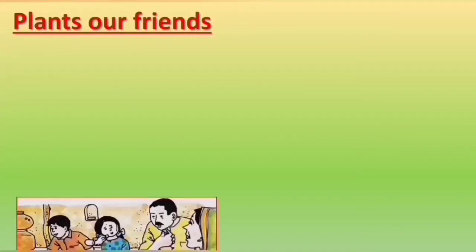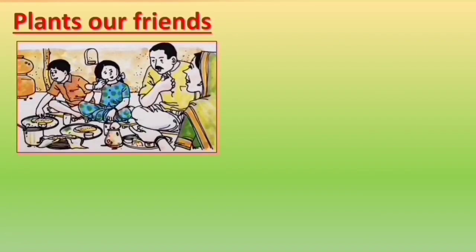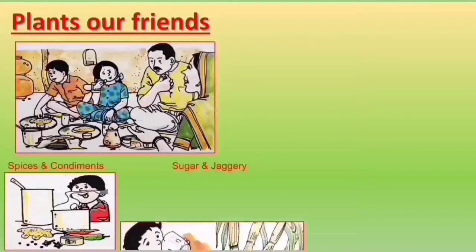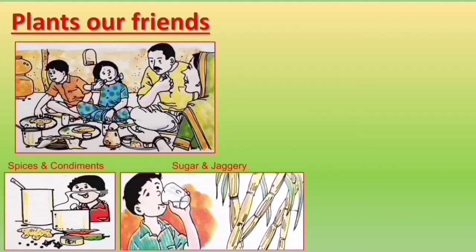Plants are friends. Just like animals, plants give to us abundantly. The family is enjoying a delicious meal of vegetables, pulses, cereals, etc. All got from plants. "Yummy," says the boy, as he is relishing the delicious aroma of food. Spices and condiments like chilies, pepper, hing (asafoetida), garam masalas like clove, cinnamon add to the taste of our food. Sugar and jaggery are made from sugarcane.